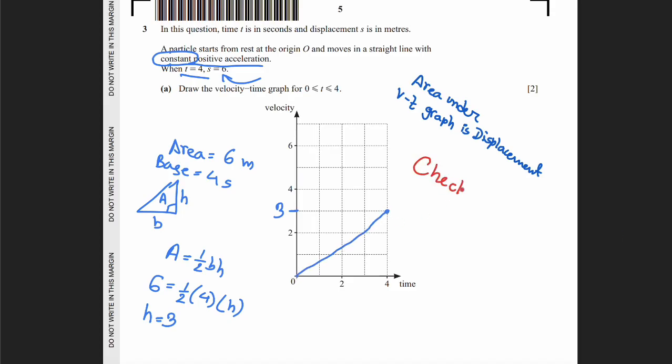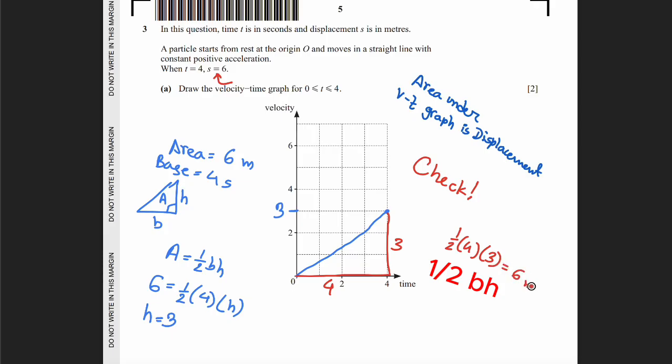Now we want to check if our graph is correct or not. We will check it by looking at the conditions set in the question. When t equals 4, the distance traveled is 6. So when time is equal to 4, the area under the curve is going to be 6. So let's calculate the area under the curve when time is equal to 4. This is 4, this is 3. So half BH is equal to 6 meters, right? So our math is correct.